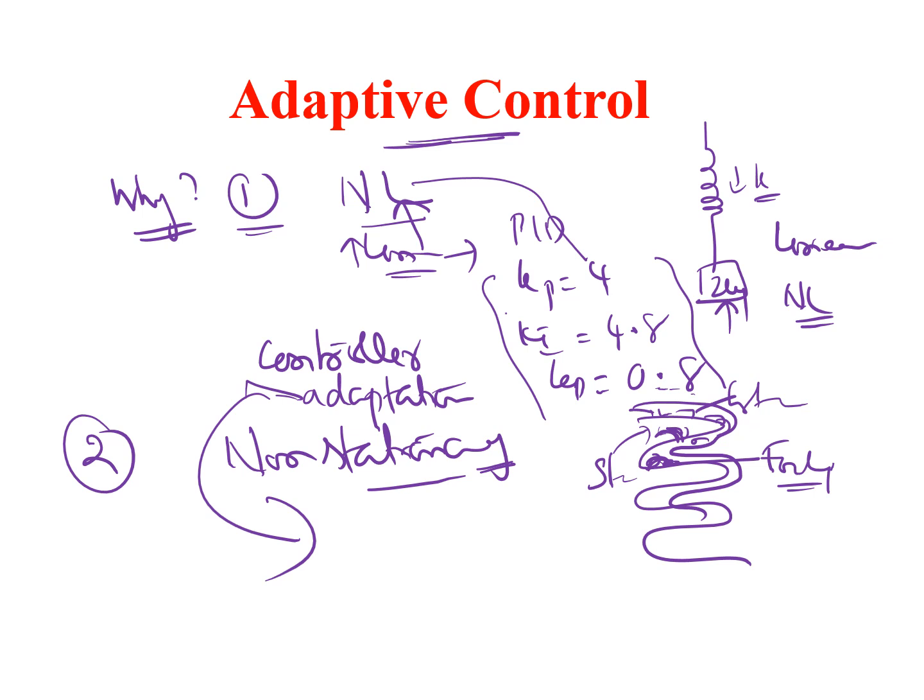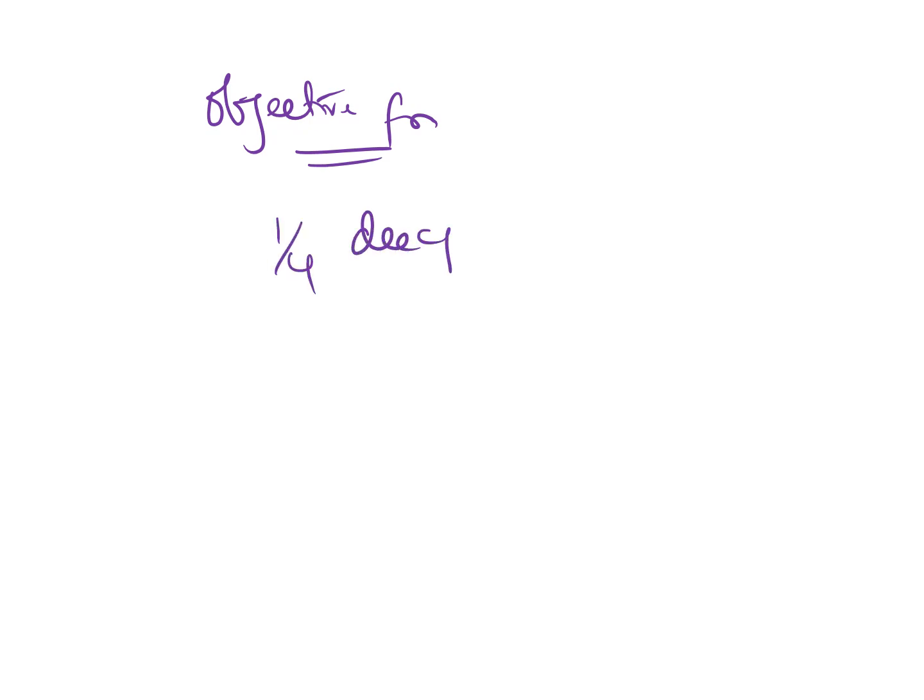Okay, so how do we do that? What is the objective of the adaptation procedure? For this, first we have to determine the objective function. Objective function, in the sense, we know the 1 by 4 decay ratio. We know that this is non-linear and non-stationary, so we are introducing some adaptation mechanism, but how long can you make the mechanism adapt? There is a limit, so for that we have to fix the limit.